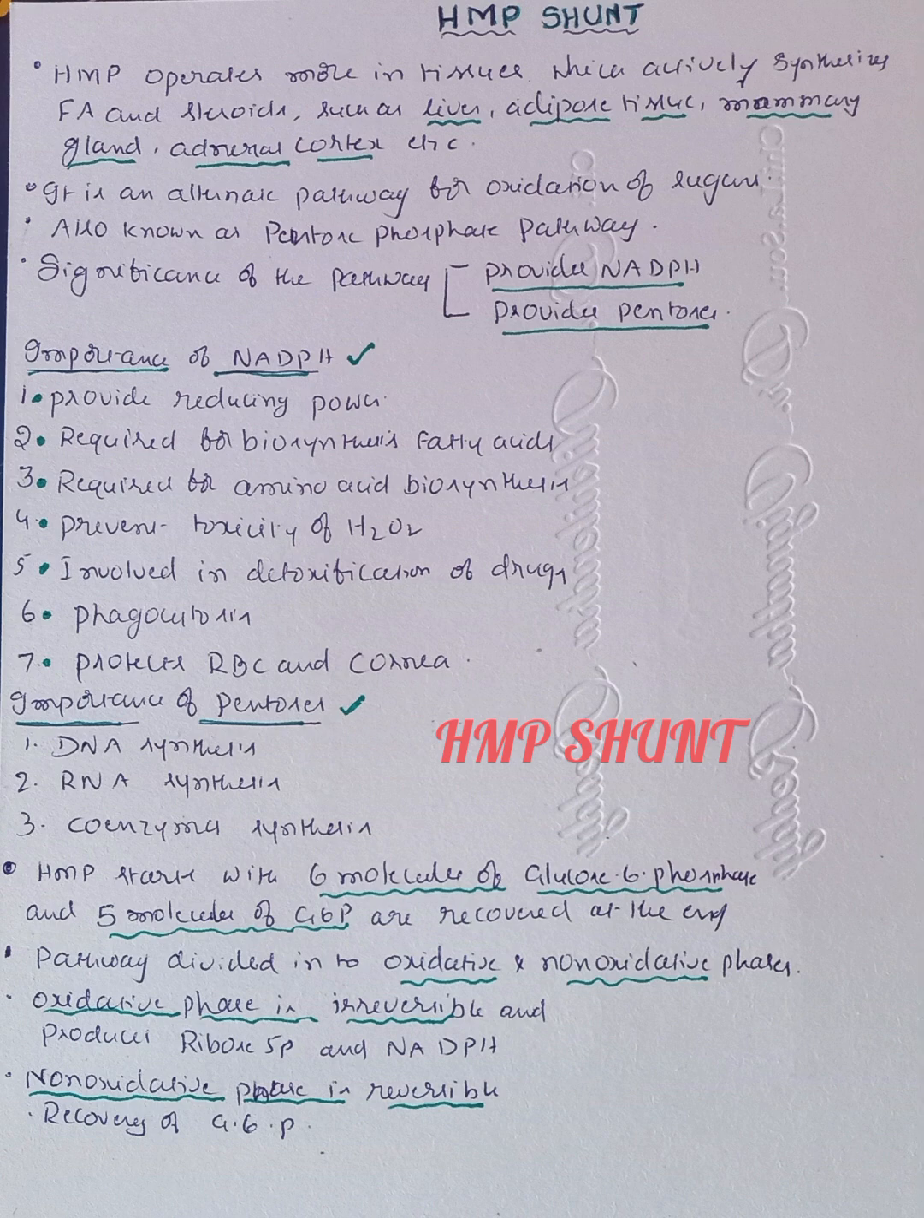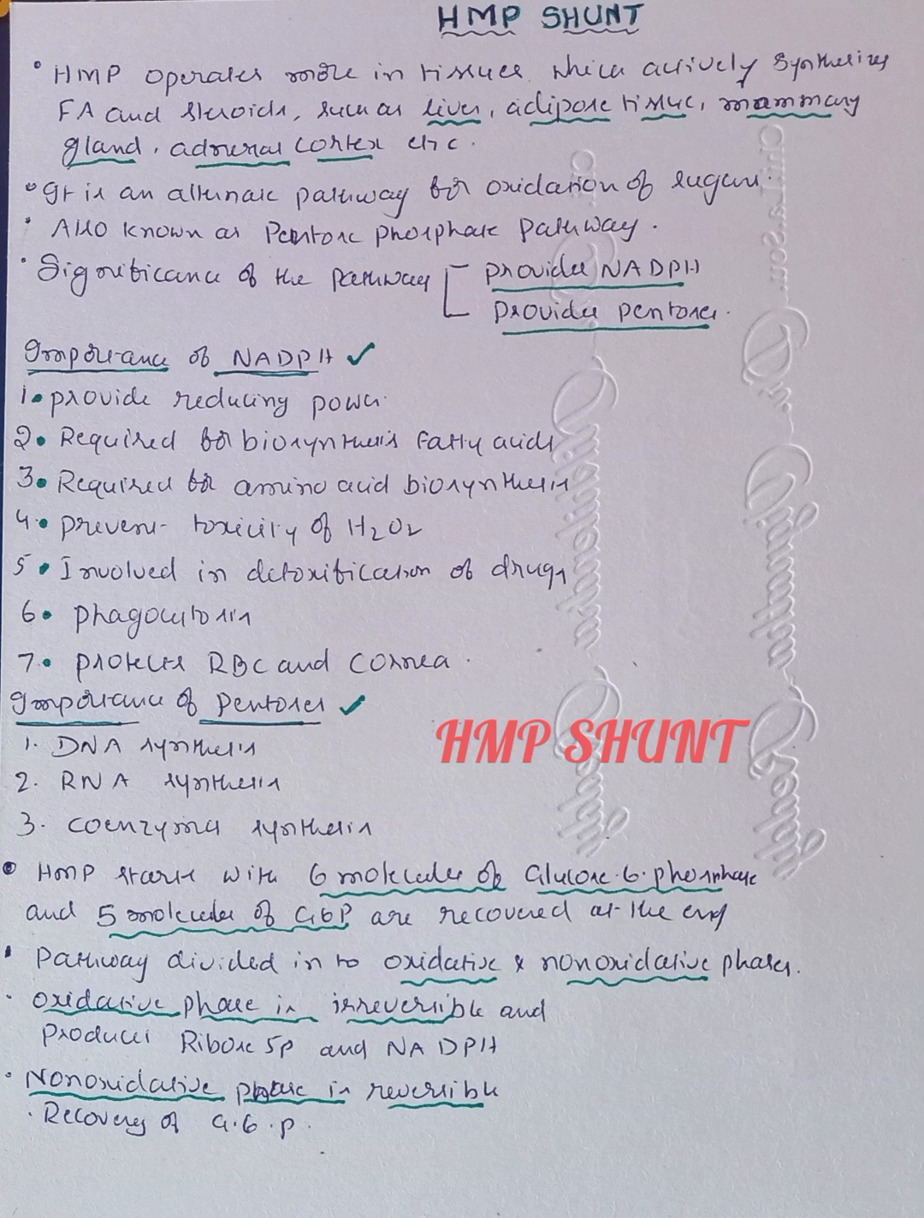In particular, in RBC and corneal cells, the role of NADPH is very special and it protects the corneal cells and RBC from the oxidative reactions of nascent oxygen. So, these pentoses which are produced by HMP shunt are useful for synthesis of DNA and RNA, and also they are useful in the synthesis of coenzymes like ATP, NADP and FADH2.